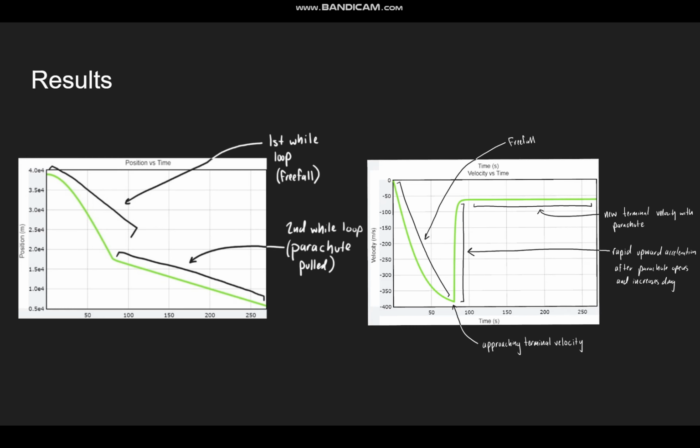For our position versus time graph on the left, we can see that his position is decreasing rapidly while he's in free fall, and then decreases at a slower rate for when he has pulled his parachute. The decrease in position is also more linear when he's pulled his parachute. For the velocity versus time graph, when he's in free fall, he's rapidly approaching his terminal velocity, and as he approaches that, he suddenly pulls his parachute, causing rapid upward acceleration after his parachute opens, increasing his drag. This leads to his new terminal velocity with his parachute engaged.